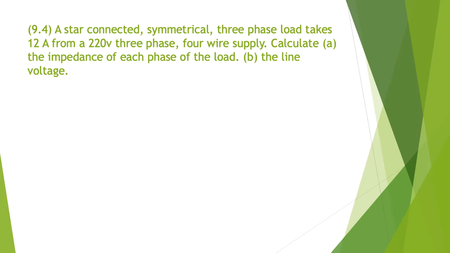9.4. A star-connected symmetrical three-phase load takes 12 amps from a 220-volt three-phase 4-wire supply. Calculate A, the impedance of each phase of the load, and B, the line voltage. So the question says symmetrical, and what they mean is it's the same, so all three phases draw the same current.